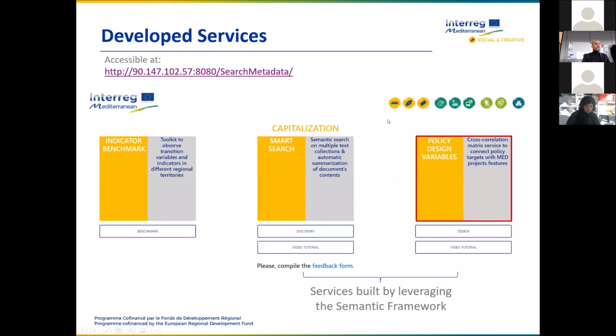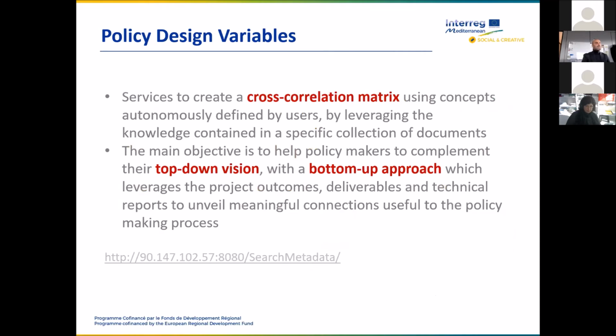In order to end my presentation now, I will give you some details about the second service implemented by using the semantic framework. The service is called policy design variable. The policy design variable is a more advanced service, which is maybe more for policymakers. The service allows you to create a cross-correlation matrix using some concepts which could be autonomously defined by the user, of course, by leveraging the knowledge contained in a specific collection of documents.